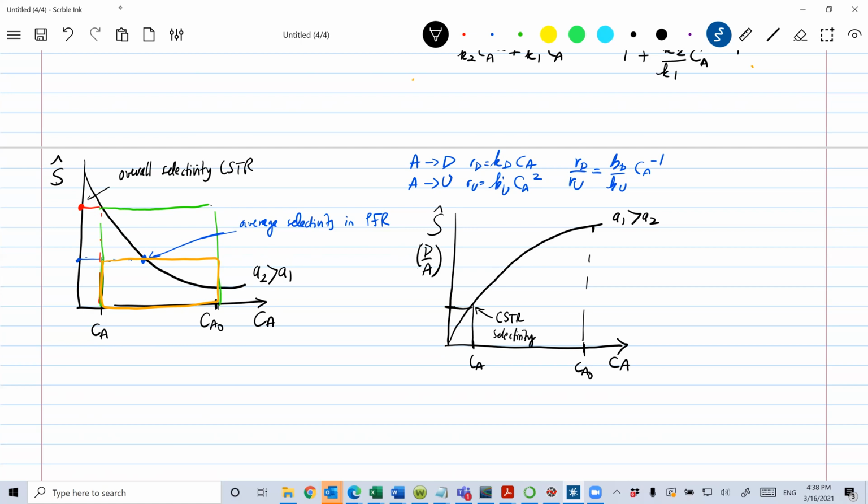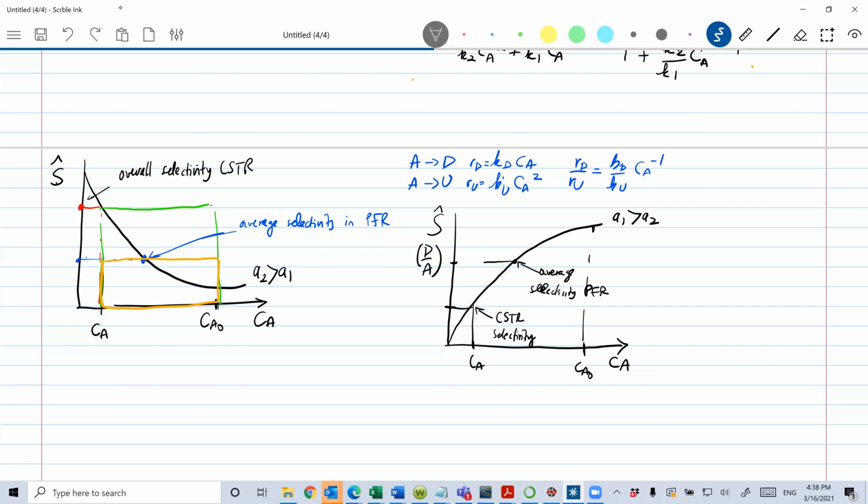But if you do it in a PFR, where you once again operate at an average between the 2 points, because that's what we calculated, your selectivity is gonna be right there. This is your average selectivity for a PFR. So once again, you see that if A1 is larger than A2, you want to operate at high concentrations of A, which is basically a PFR. So you can see graphically how that makes sense.